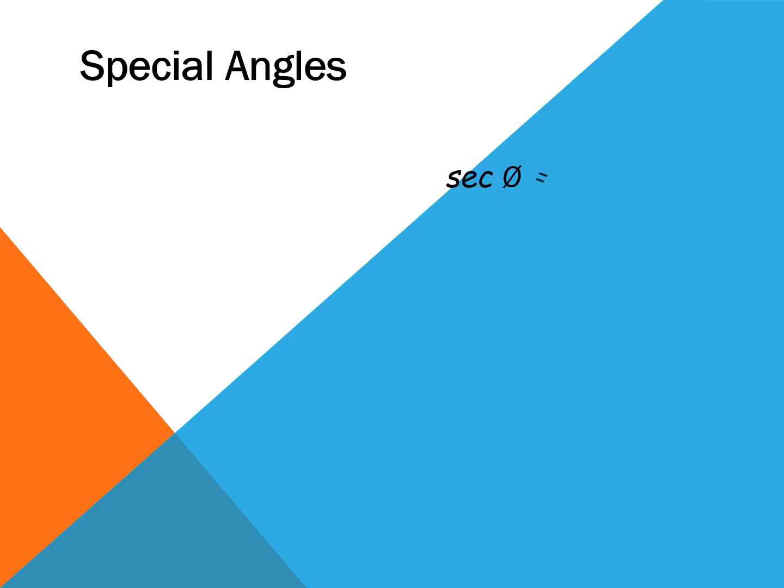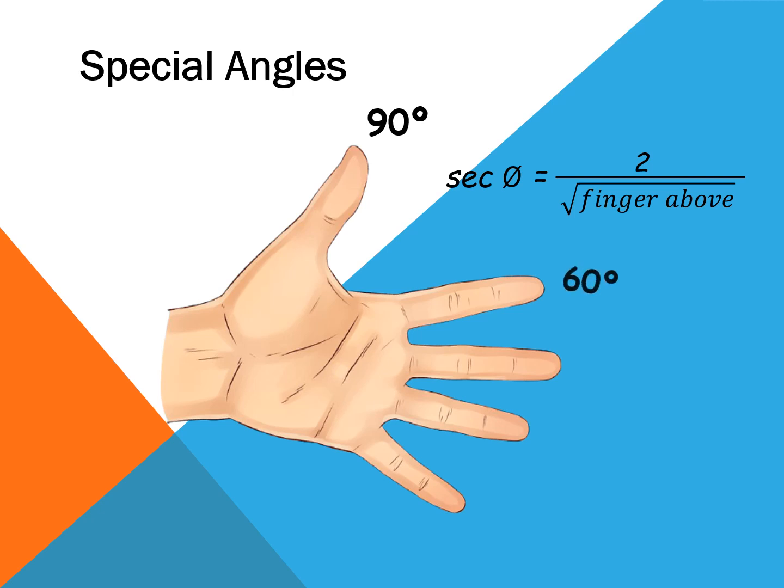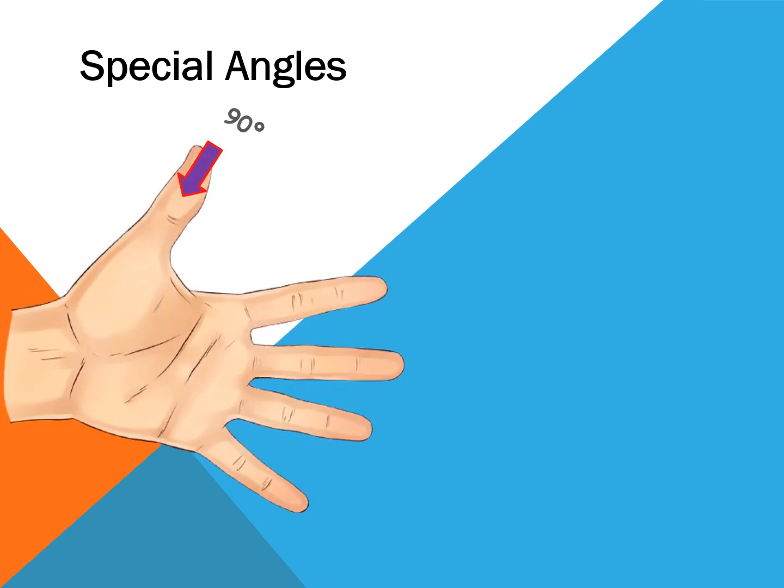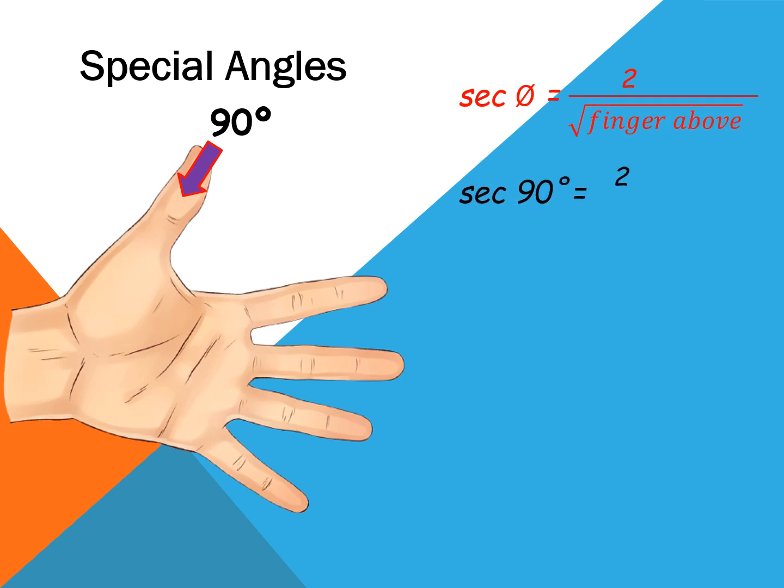Now let us go to secant theta. Secant theta is equal to 2 over square root of finger above. Using the same hand and the same orientation, 90 degrees to 0 degrees, these are the pattern that we will use. Let us start with 90 degrees. And based on our pattern, secant theta is equal to 2 over the square root of finger above. Let us solve for 90 degrees. Secant 90 degrees is equal to 2 over the square root of 0, equal to not defined.